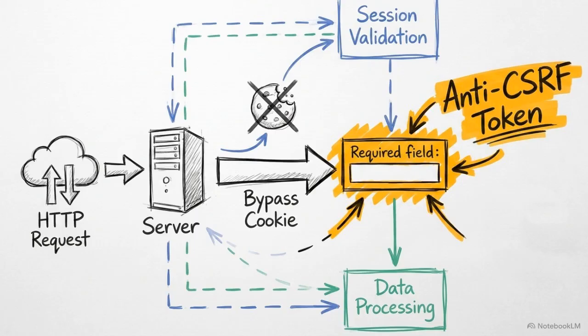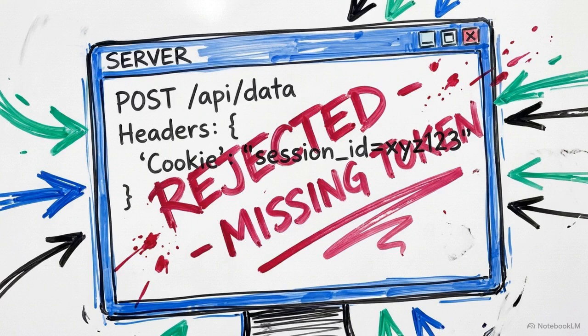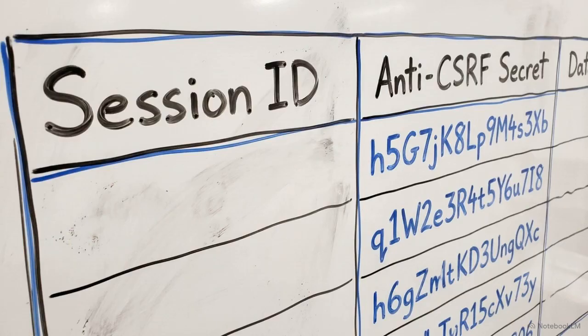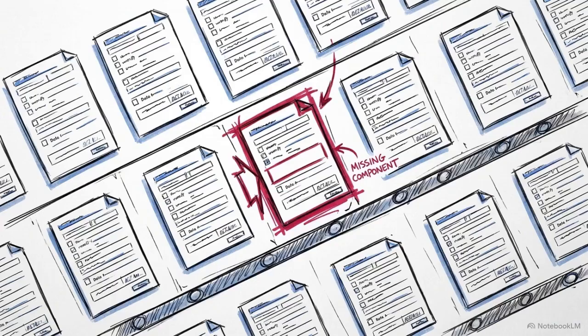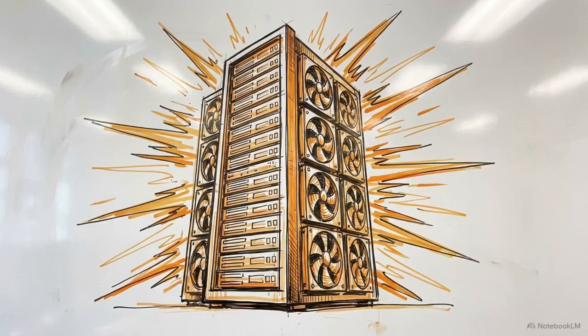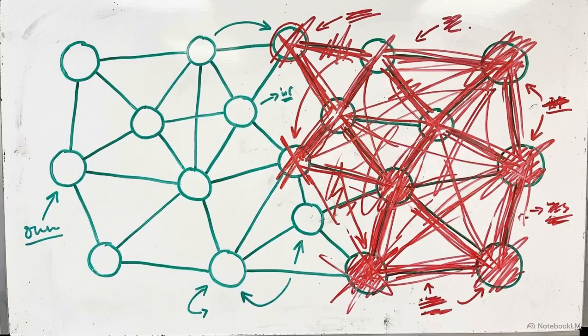Anti-CSRF tokens shift the burden of proof. The server no longer trusts a request just because a cookie is present. It requires a secret that only the legitimate application could have provided. While tokens are effective, they require perfect implementation across every form and create computational overhead on the server. If one form is missed, the protection for that entire domain is compromised.